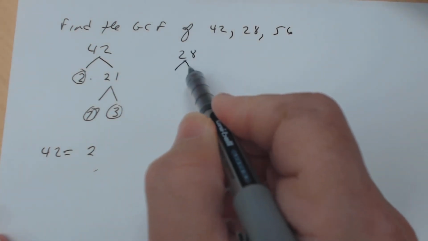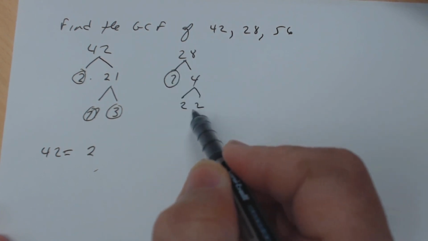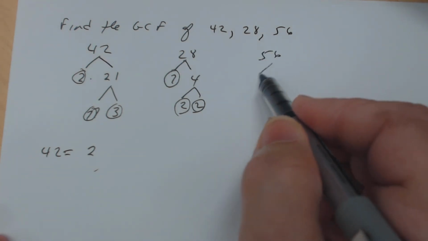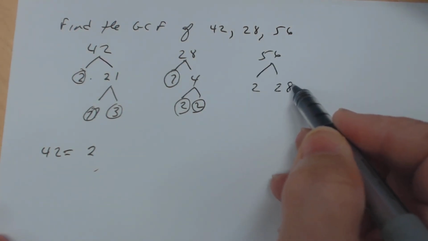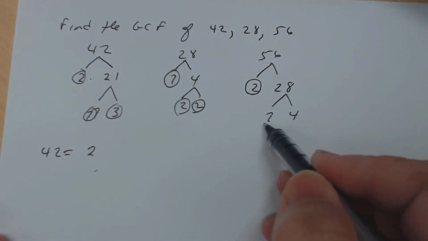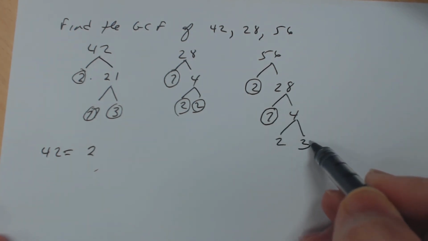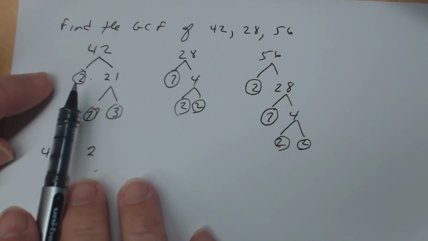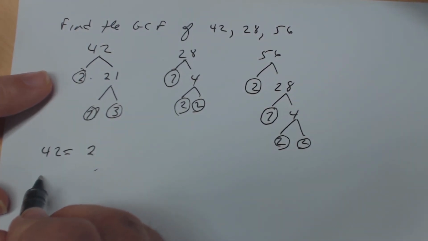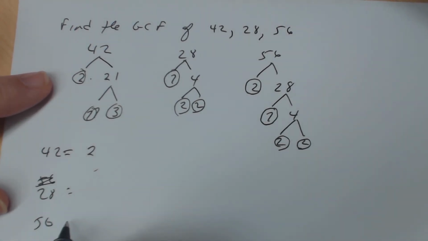So 28 is 7 times 4. 7 is prime. 4 is 2 times 2. All right. And then 56 is 2 times 28. 2 is prime. 28 is 7 times 4. 7 is prime. And 4 is 2 times 2. All right, so I have 1, 2 here, 2 here, and 3 here. So let's go ahead and do this. Oops, 28. It didn't matter if I put 56 next.